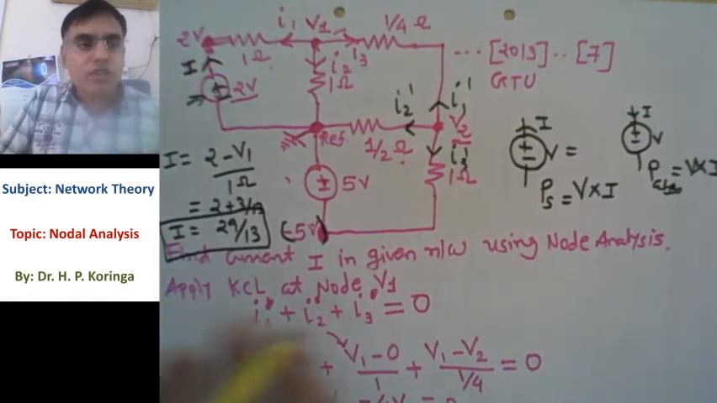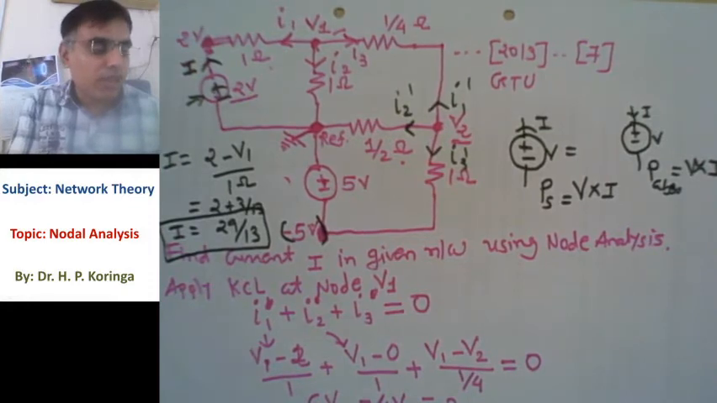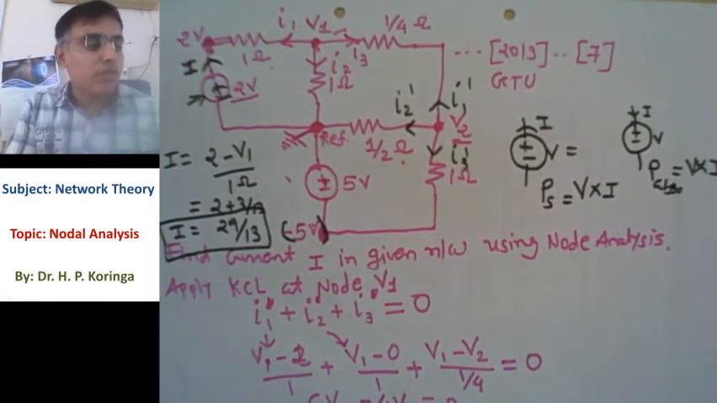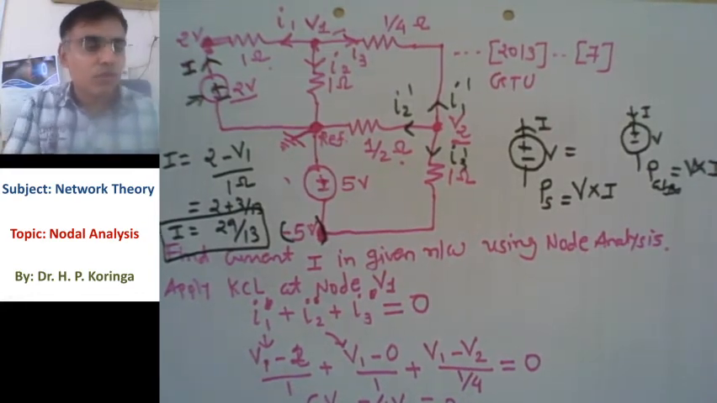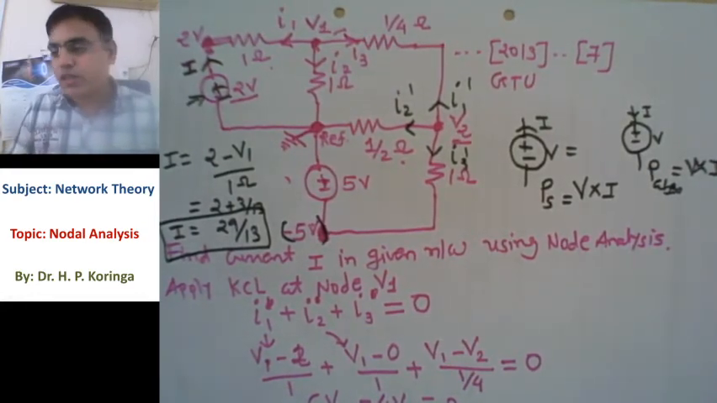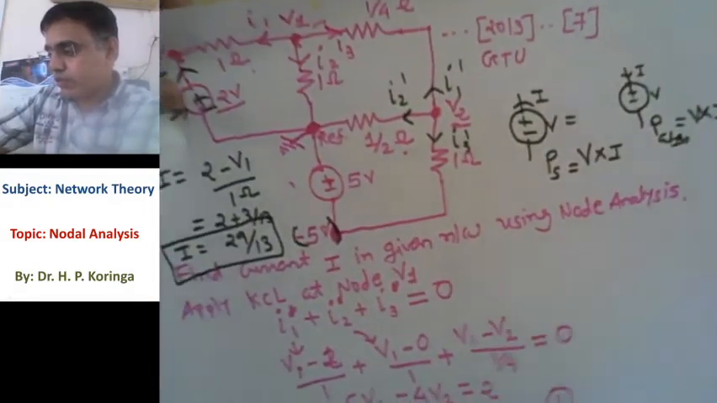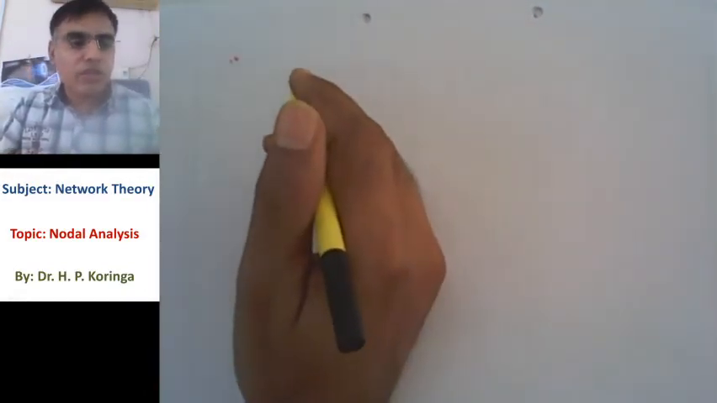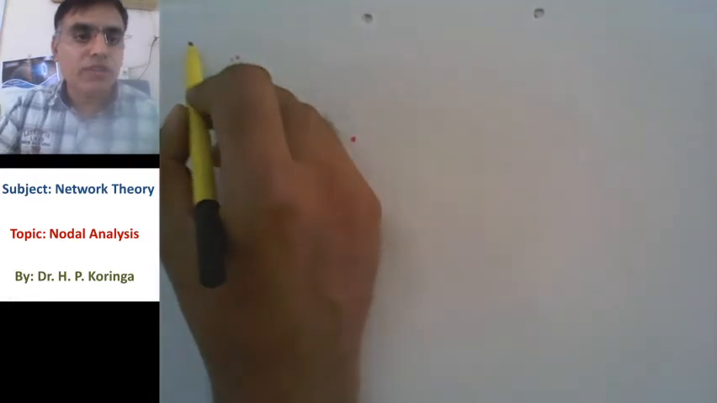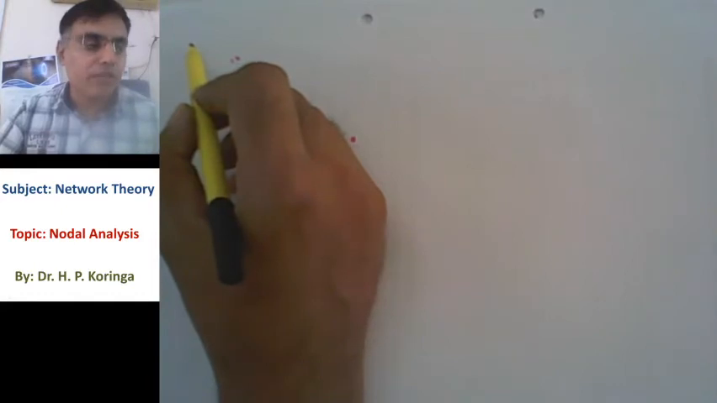Now let's take a third example in which we solve a network that has an independent source along with a dependent source. Both types of sources are present in the network. Let's take such an example. So let's draw one more network which has both types of sources present, independent as well as dependent sources.